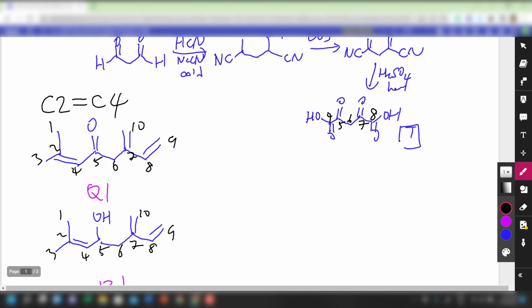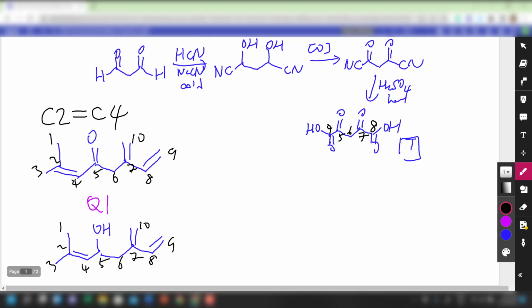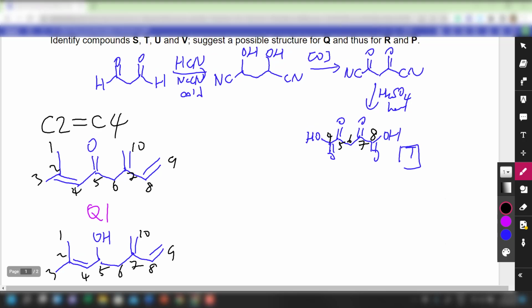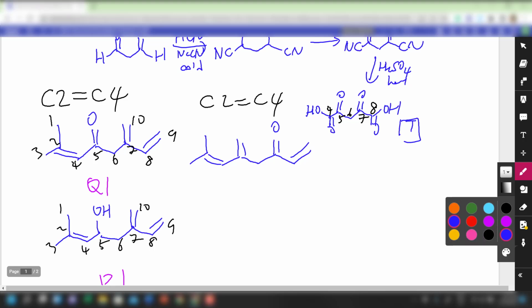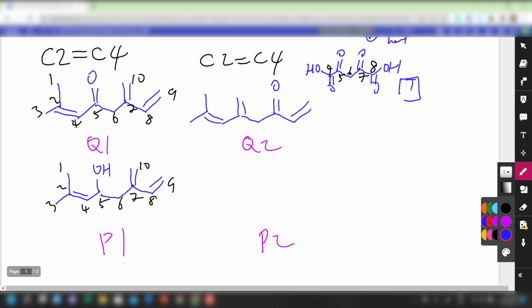What could another structure of Q be? I can just swap them around. Again, I can have C2, C4, not a problem. Then I'm just going to change the position of the double bond O to carbon number 7. So this could be a potential structure. If this is Q2, then my P2 will take this particular form, with a double bond O, and then OH, and then like this.